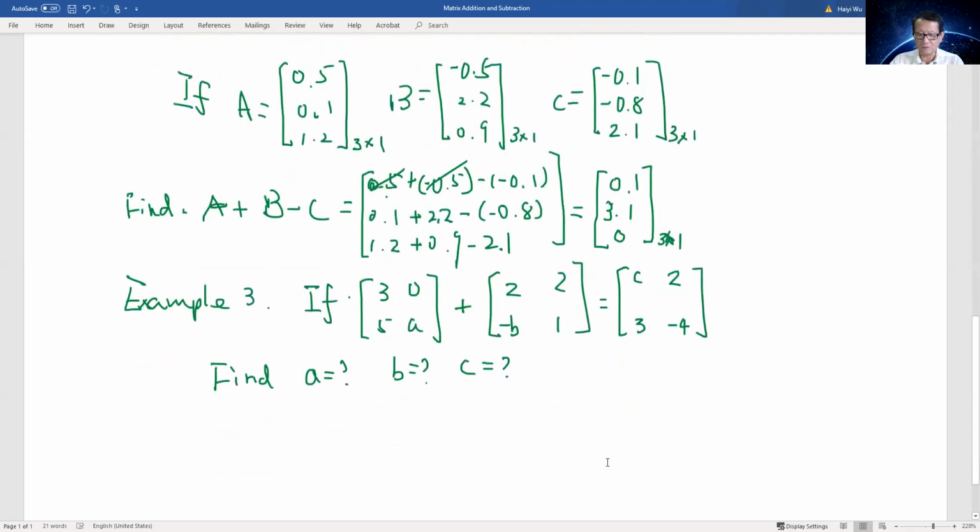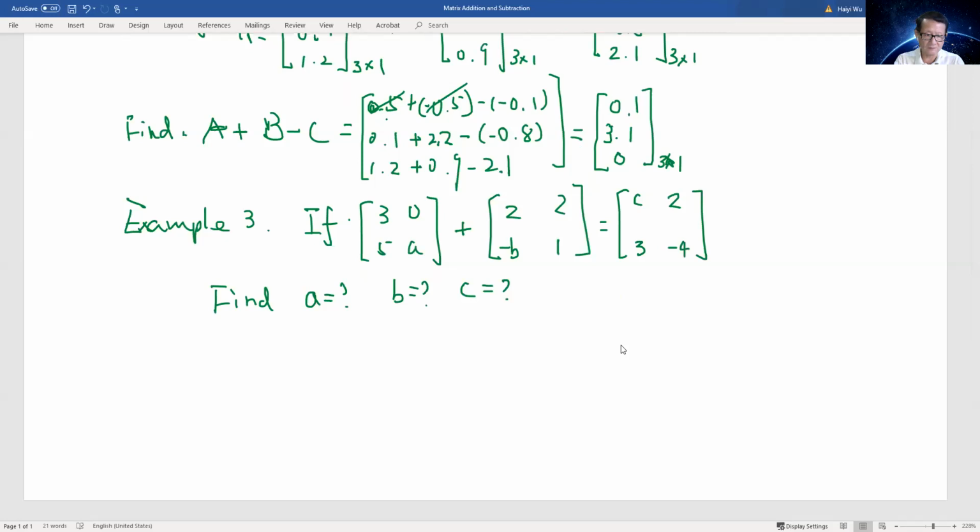So let's do that. How we solve that is not too hard. First, we call the left-hand side. Let's simplify the left-hand side. We put them together, so the left-hand side is 3, 0, 5, A plus 2, 2, negative B, 1. Let's add them together. First the corresponding elements: 3 plus 2 is 5.